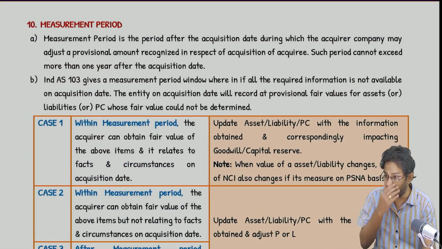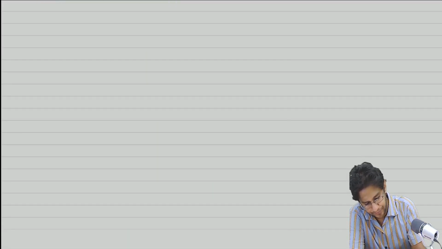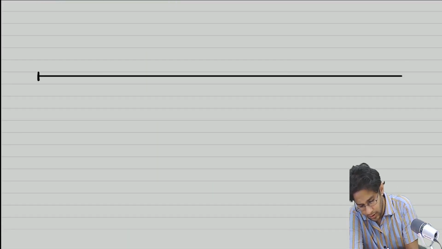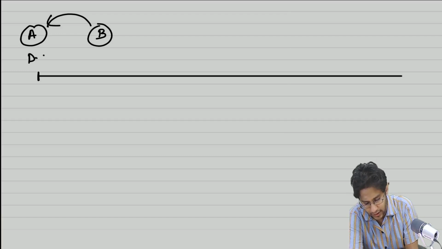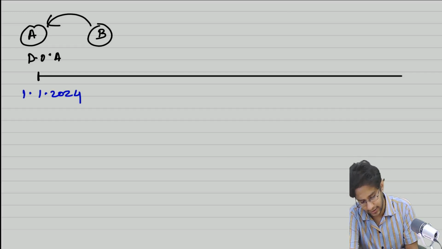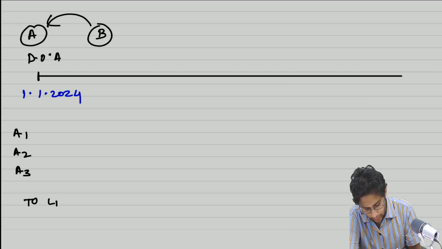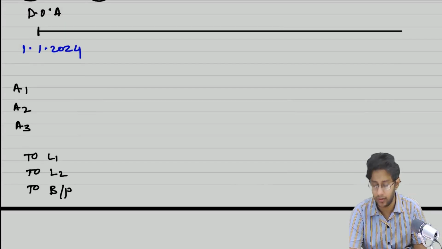Next, coming to a small concept called the measurement period. Suppose A Limited took over B Limited. This is the date of acquisition, let us say 1/1/2024. A Limited is writing an entry like this: A1, A2, A3, to L1, to L2, to business purchase. This is the entry A Limited wants to write.